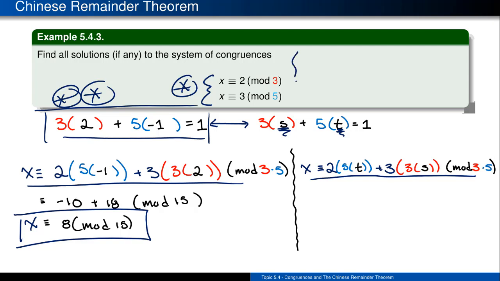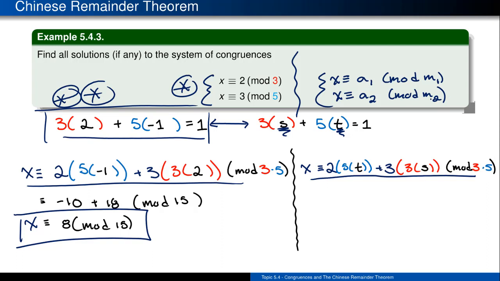So what I want to start to do is think about what is a solution to a system that looks like this. In this case, I want to change the 2 to just some general a, and I want to change that 3 to some arbitrary moduli. So I'm just going to call this thing an m1. Likewise, the second thing is going to be of the form, let's say, an a2, and my moduli is going to change as well. It's going to be, let's say, an m2.